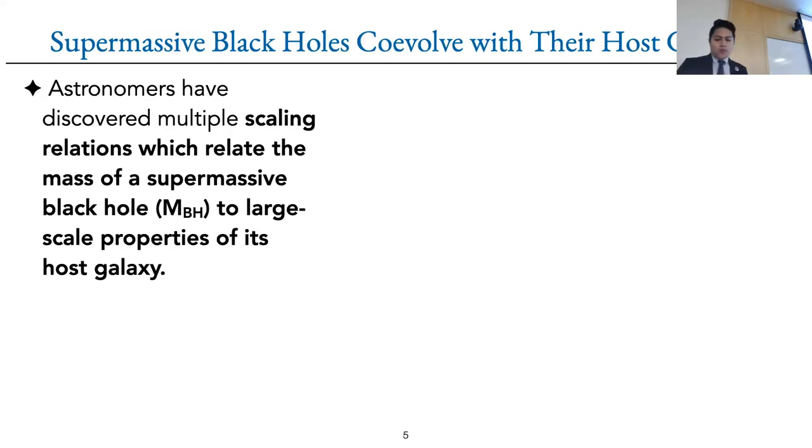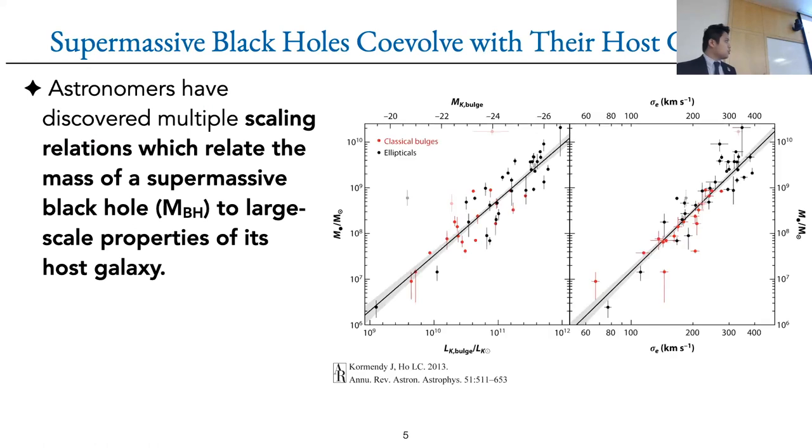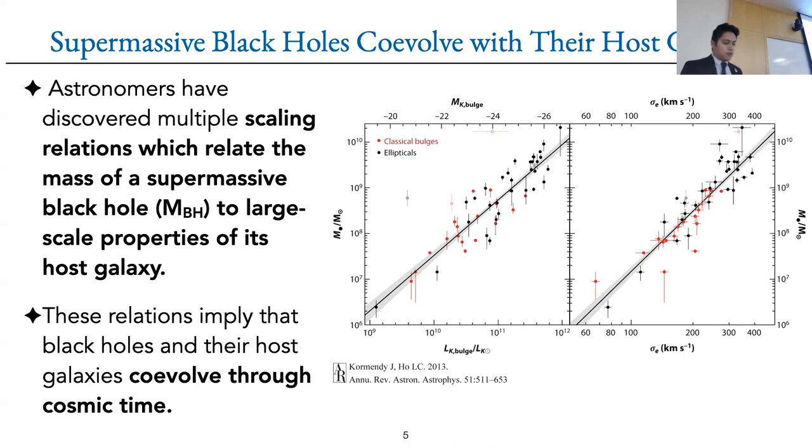Over the past 30 years or so, astronomers have discovered different scaling relations which relate the mass of the supermassive black hole to different large-scale properties of the host galaxy. On the x-axis here, you have the galaxy bulge luminosity and the galaxy bulge central velocity dispersion, essentially measuring the brightness and the range of velocities that stars have at the center of these galaxies. These properties are measured over a large scale that are beyond the volume that we think the black hole dominates the gravity. And so for some reason, the black holes and the galaxies are somehow talking to each other.